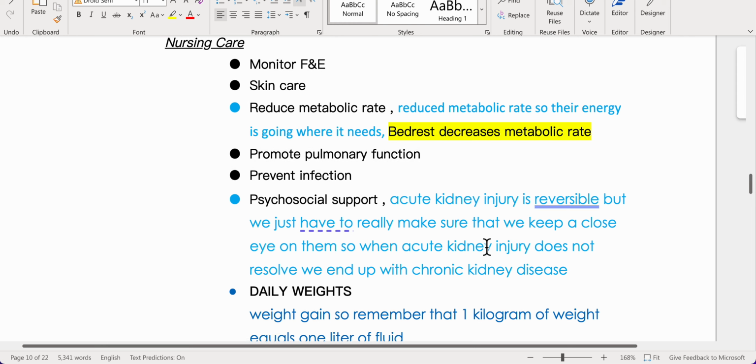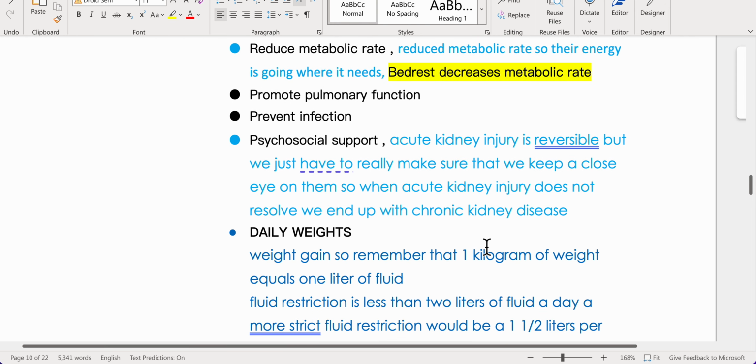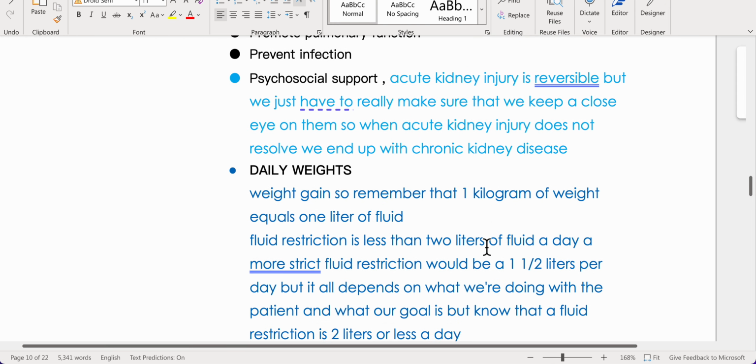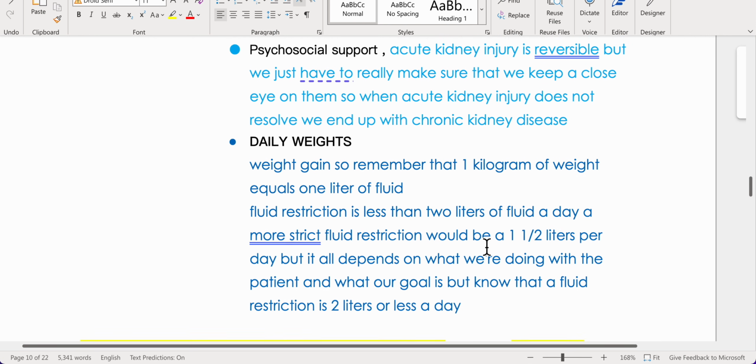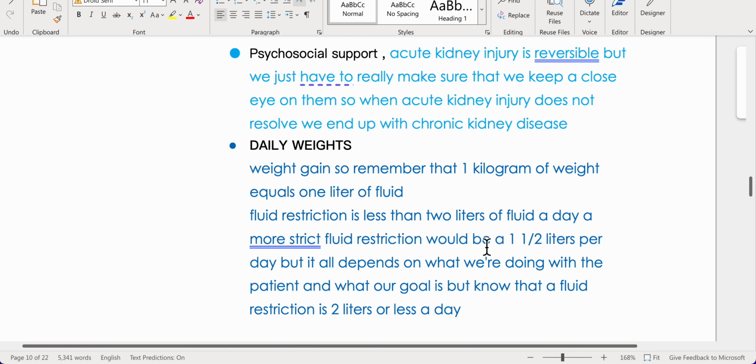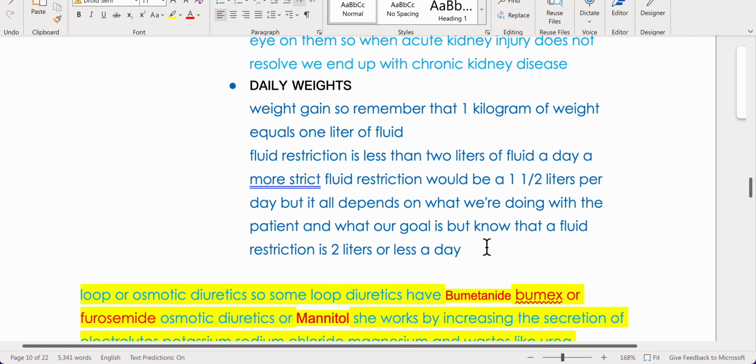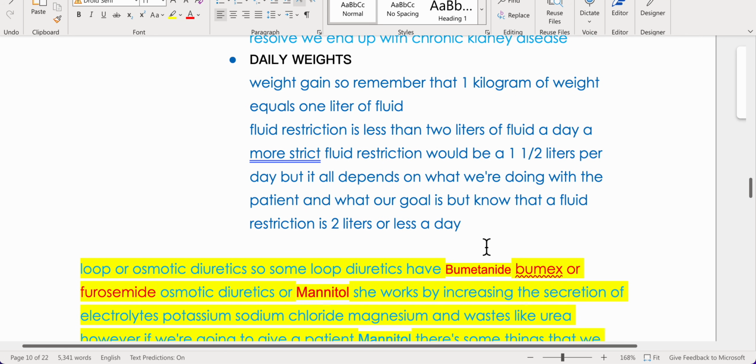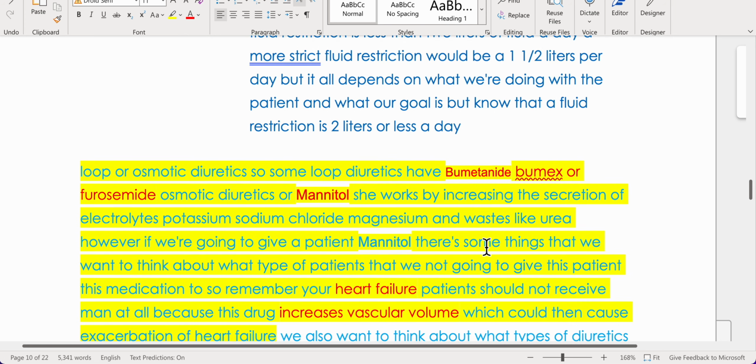Daily weight. So remember that 1 kilogram of weight equals 1 liter of fluid. Fluid restriction is less than 2 liters of fluid a day. A more strict fluid restriction would be 1.5 liters per day, but it all depends on what we're doing with the patient and what our goal is. But know that a fluid restriction is 2 liters or less a day.